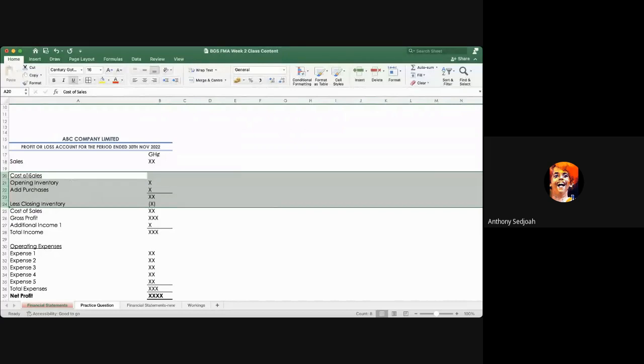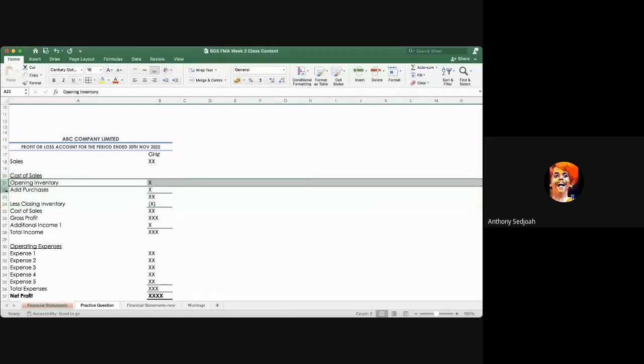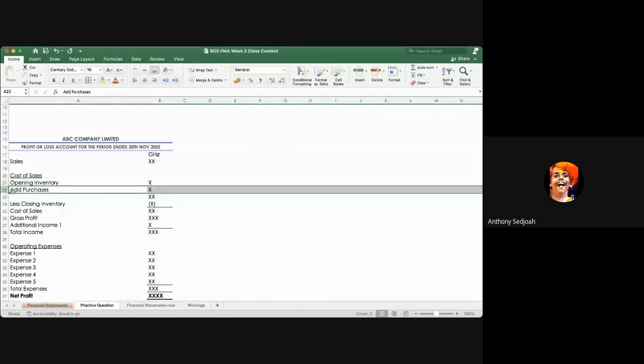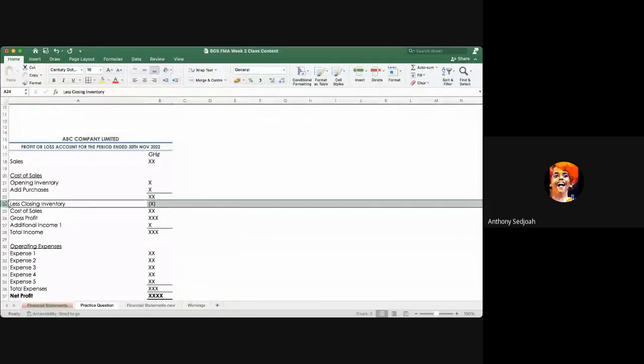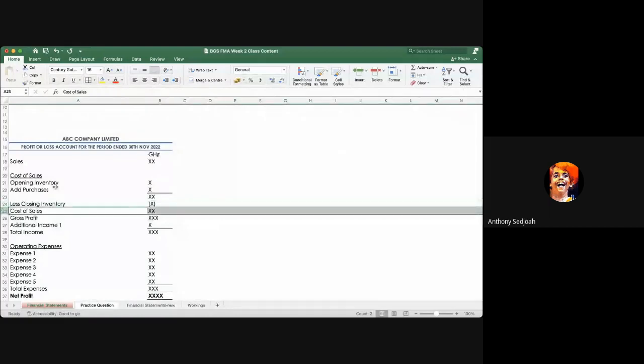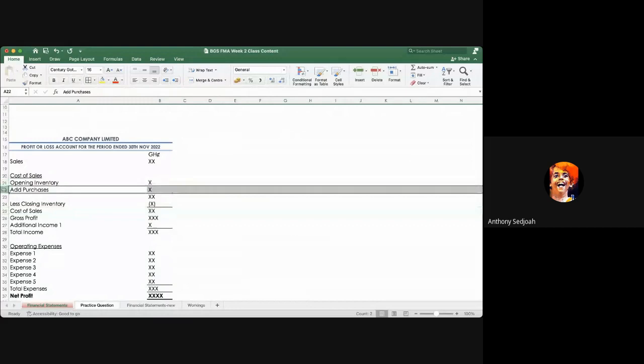So under cost of sales, our format tells us that we have opening inventory, then we have purchases. We also have closing inventory. So we'll pick our opening inventory figure, then we add the purchases figure, we get this amount, then we subtract closing inventory. That is going to give us our cost of sales. So let's go to our question and look out for opening inventory, our purchases figure, and then the closing inventory.